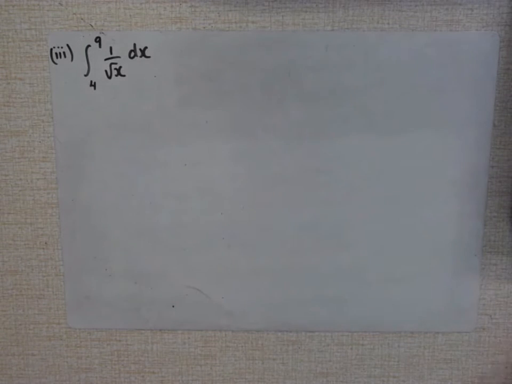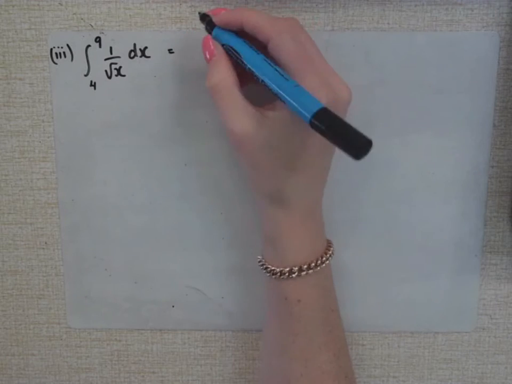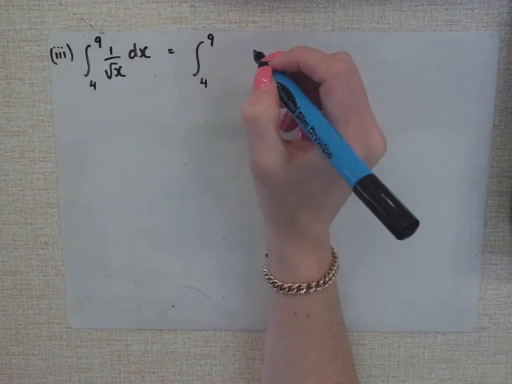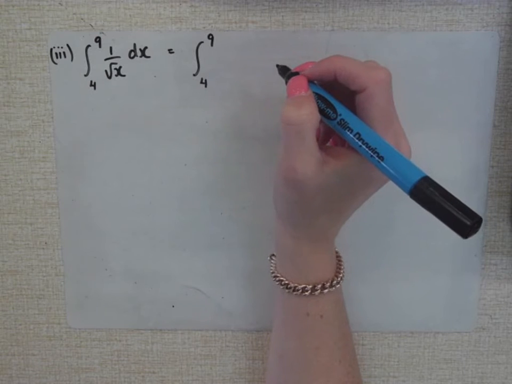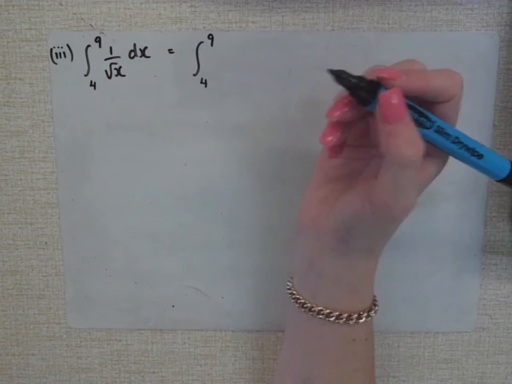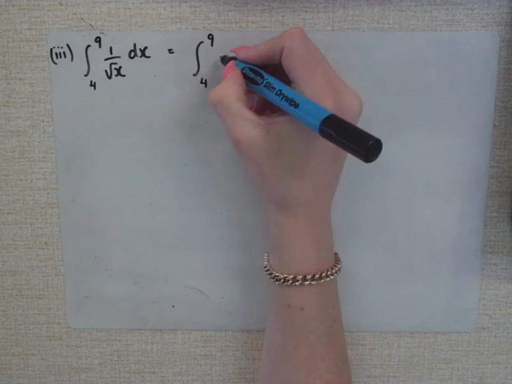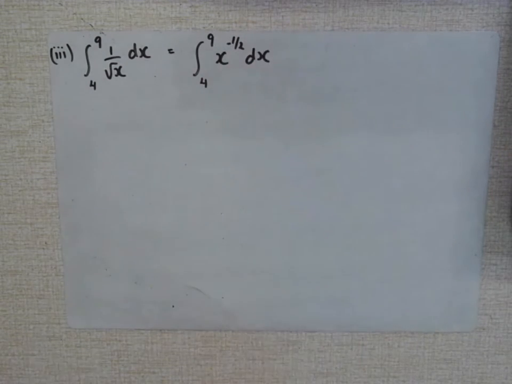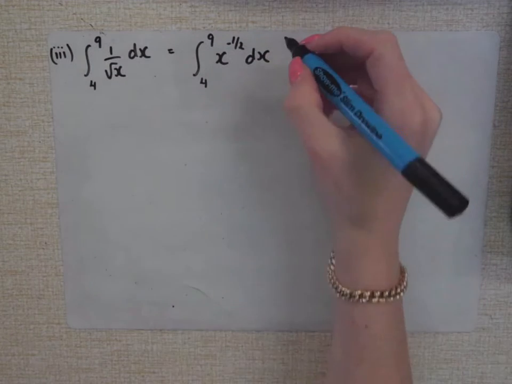So we're going to integrate this. Before we integrate it, we need to change it to something that we can actually integrate. So root x is what? X to the power of a half. And it's underneath the line, so where does it need to go? Above. And what happens to the power? Great. So that's actually x to the power of minus a half. Now we can integrate it.